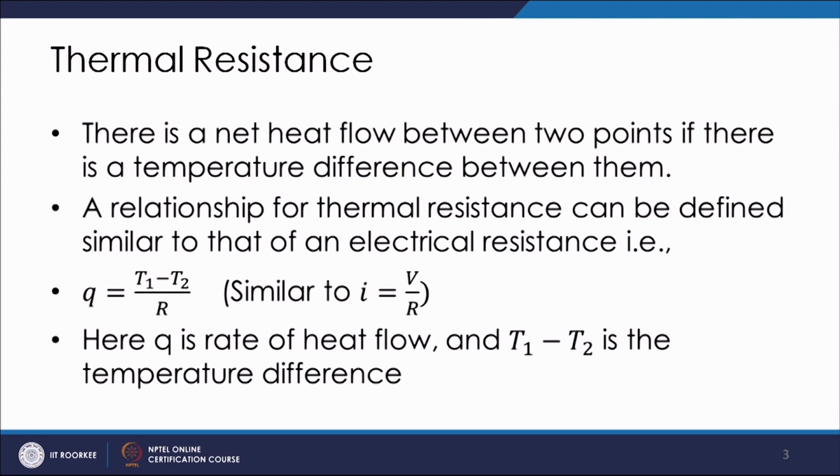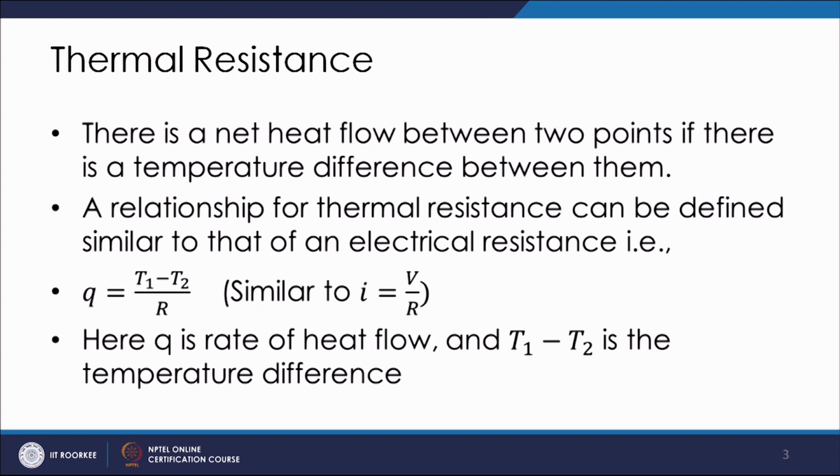Now, you see that there is a net heat flow between 2 points if there is a temperature difference between them, and a relationship for thermal resistance can be defined similar to that of the electrical resistance. Okay. That is, Q is equal to (T1 minus T2) upon R, where T1 minus T2 is the temperature difference, R is your thermal resistance, and Q is the rate of heat flow. So, you can see that this expression is very similar to I is equal to V by R.